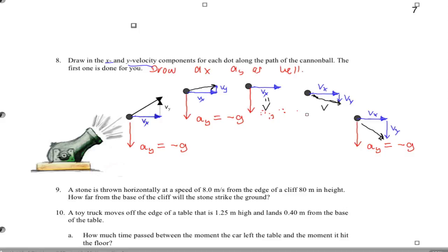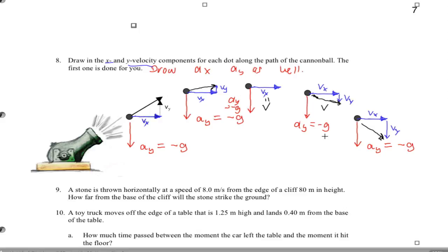I just want to erase this and write it a little better. So it's exactly the same length arrow, and once again, this is true for both of them. So AY is negative G. And again, here, it's just the same length arrow. And that's AY equals negative G. There's really not a lot to say about it. And the other thing, there is no acceleration in the x direction.